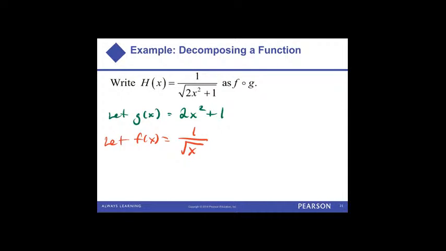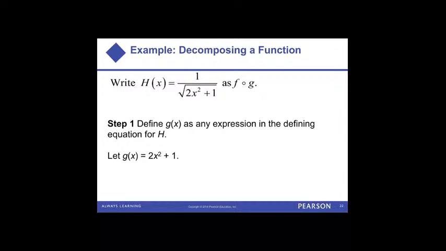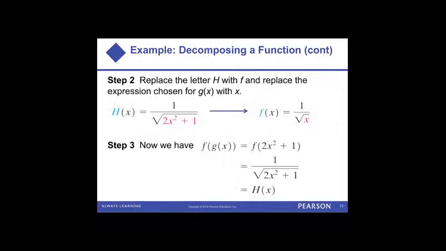Let me come over here. Let's just try another one. So yeah, I think they did the same route that we did. They said let g of x be 2x squared plus 1. And then f of x was going to be 1 over the square root of x. So then you can see, if we do f compose g, we finish with h. Right?